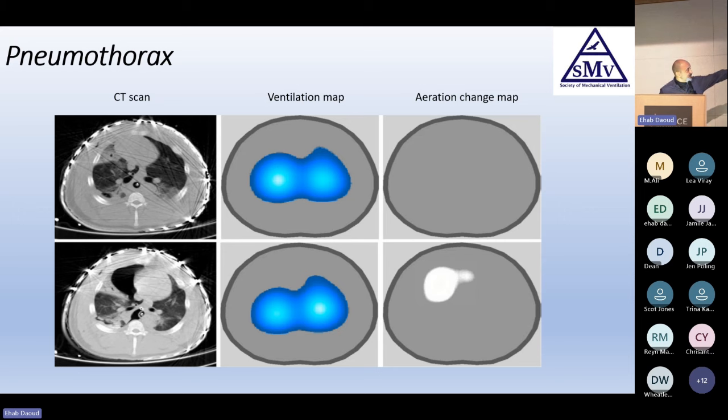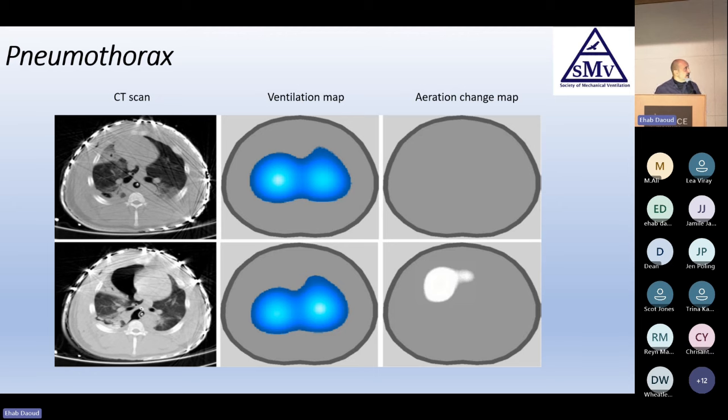But if you look at this person here, the ventilation map is okay. This is called an aeration change map, basically a reference from the original baseline to what's happening. And this guy in the CAT scan here has a right upper pneumothorax, and you can appreciate the difference between the top one and the bottom one in the blue, and in the aeration change. All of a sudden, there is no air going to that right upper lobe after I put in the central line.